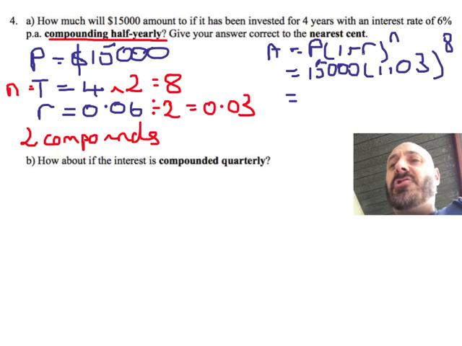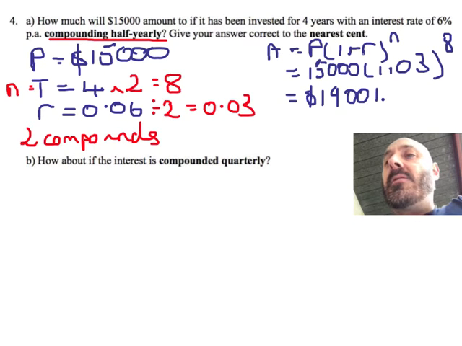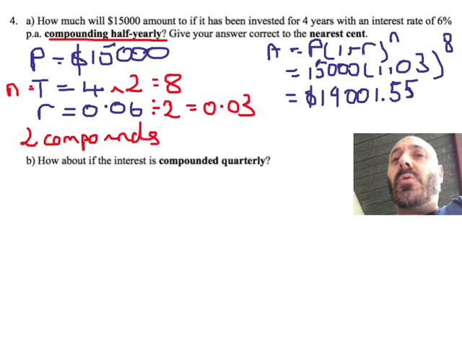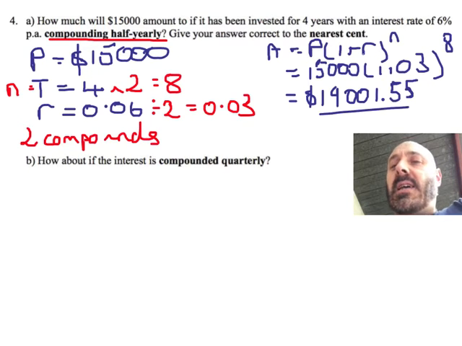So that means there's twice the compounds. And how we adjust for this is, well, there's 4 years, so we times that by 2 to give 8 compound periods. And we divide the rate by 2 because it's only for half a year. It's going to give me 0.03 as my interest rate. And I might now call my T N because I've changed it.